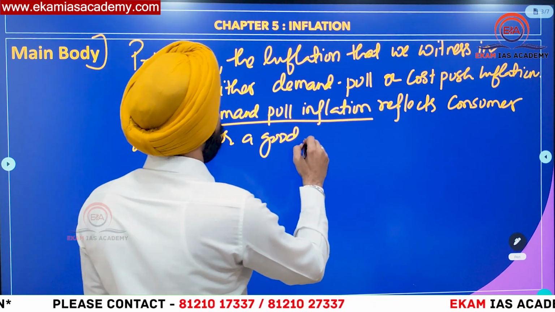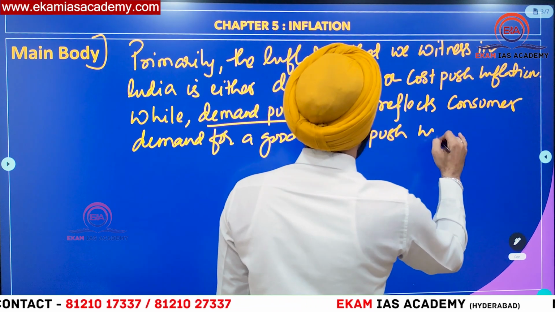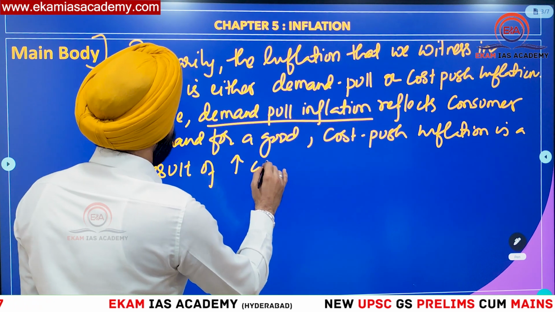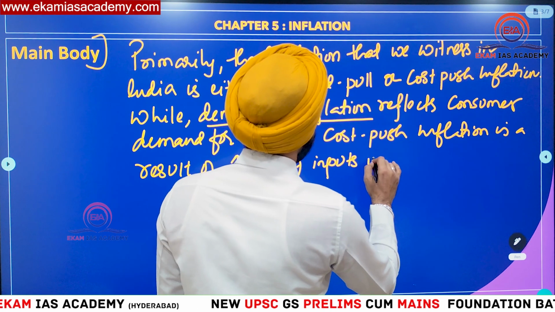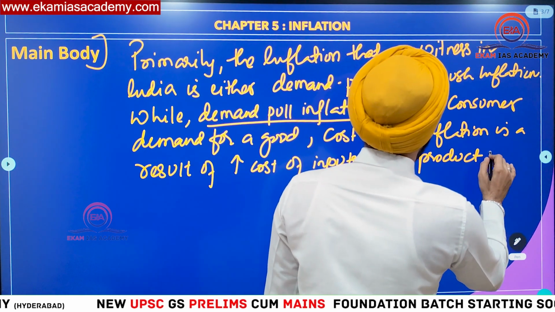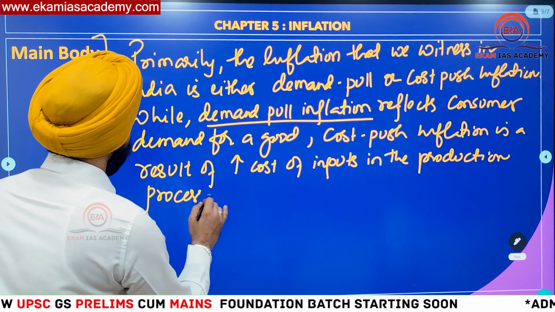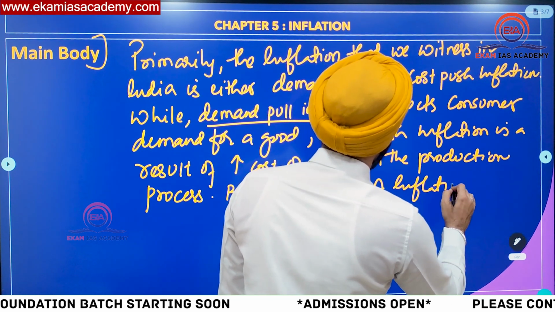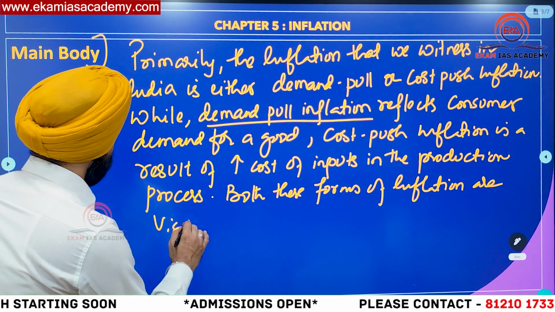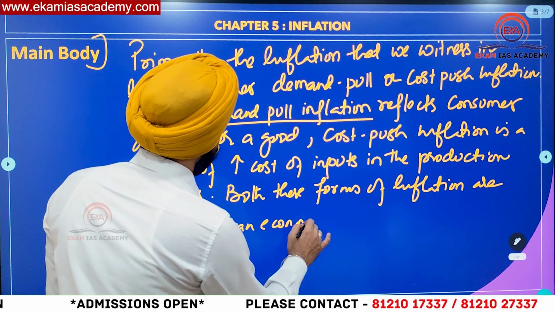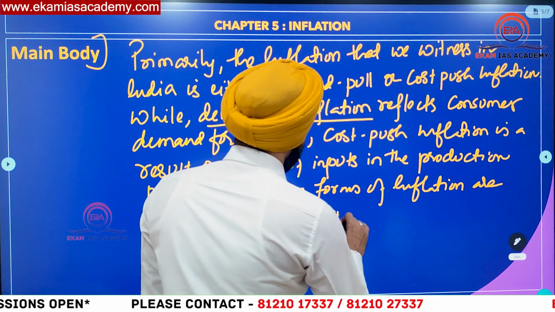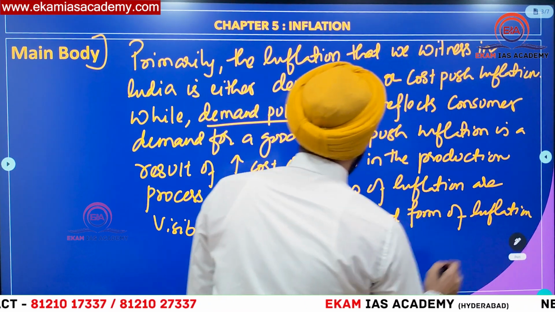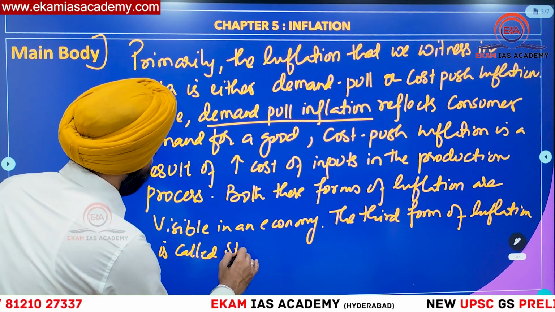While cost push inflation is a result of increased cost of inputs in the production process. Both these forms of inflation are visible in an economy. So we have told that both are visible in an economy. Then the third form of inflation is called structural inflation.